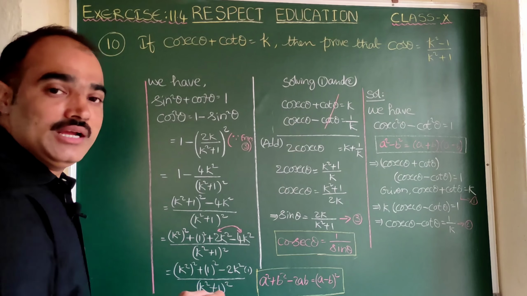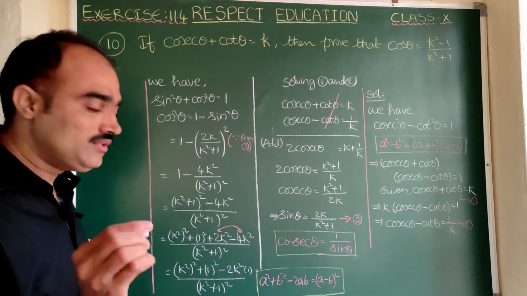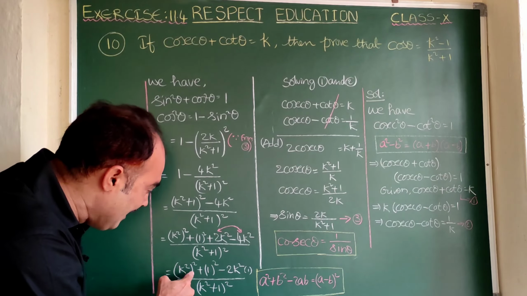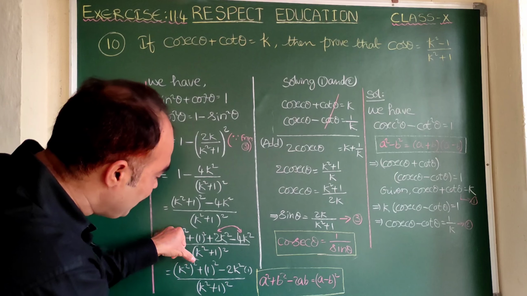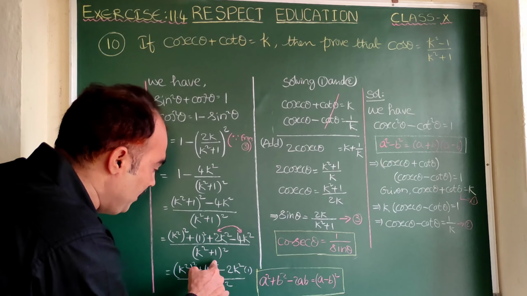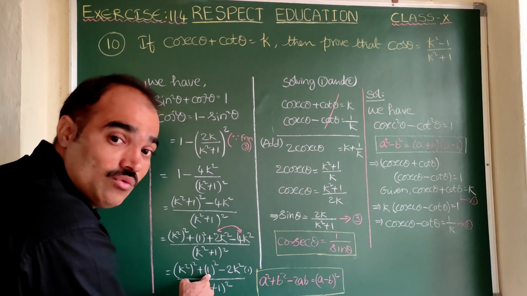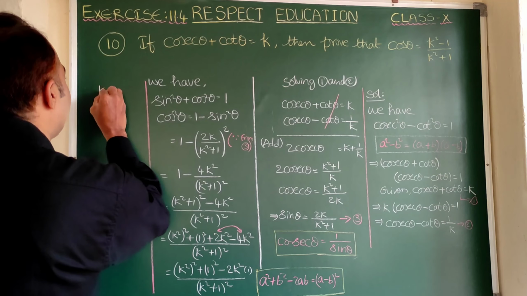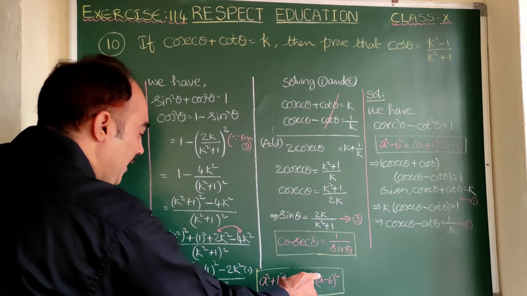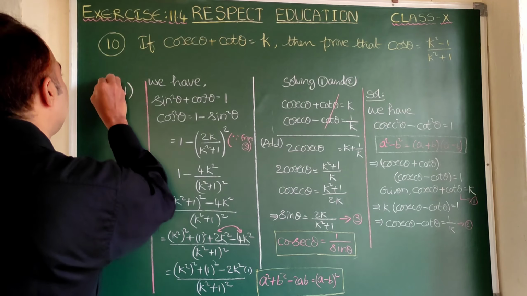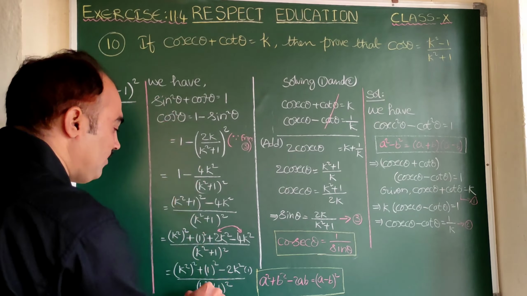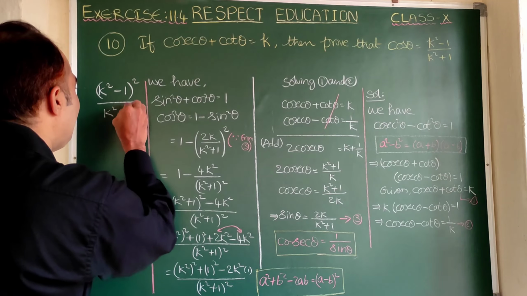Based on this formula, don't be confused. Listen carefully. It is a square. What is a here? k square is a. Is it clear? Because here you see, it is a square, you close this square, now a will be k square. Same way, plus b square, here b means 1. Now you tell me, a minus b: a means k square, minus b means 1, whole square. It is a minus b whole square by k square plus 1 whole square.